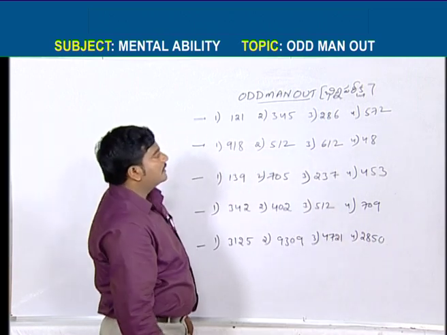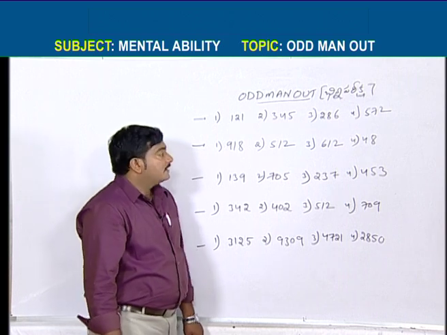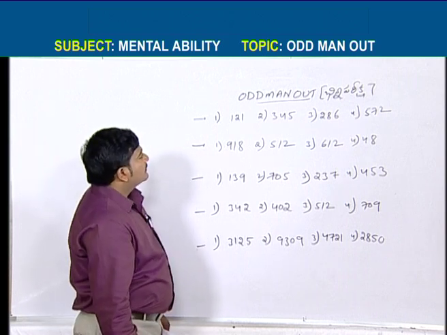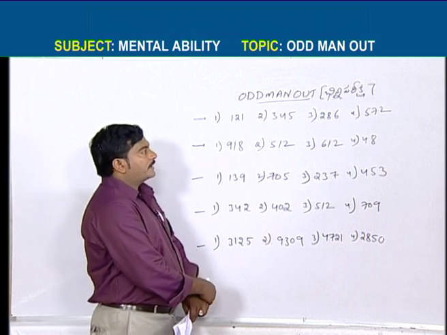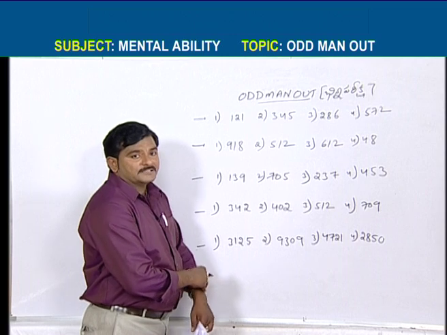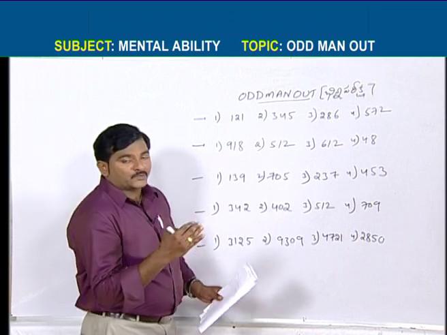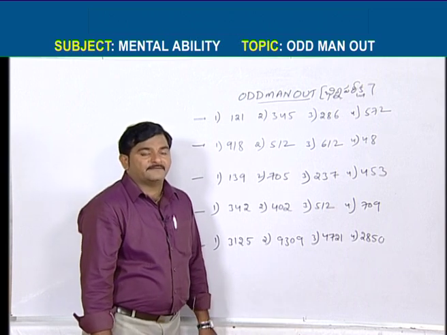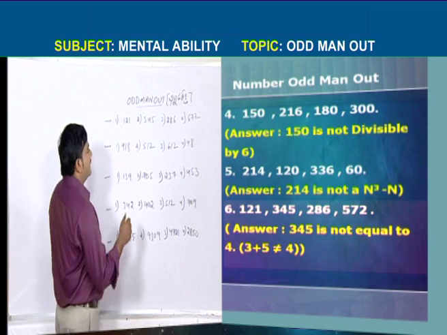2850. So now we will discuss these questions once again. See the first question. Observe here: 121, 345, 286, 572. It is very clear: add every two extremes. What does it mean? Add the end numbers, all the end numbers.